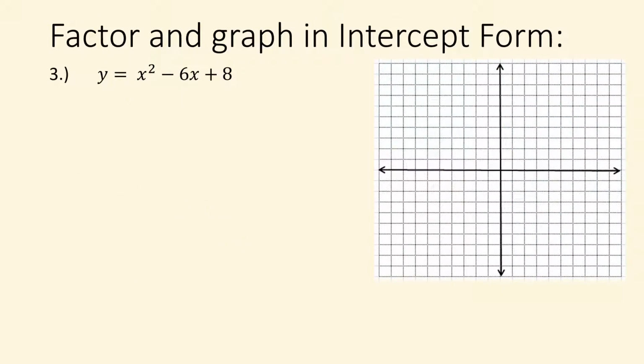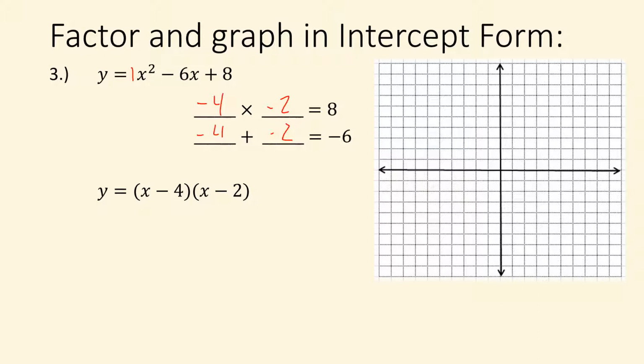Lastly, we're going to review graphing in intercept form, and we're going to do that by factoring an equation in standard form. So we have blank times blank equals 8, blank plus blank equals negative 6, and our numbers are negative 4, negative 2. This is the easier one because we have an invisible 1 there. So we can jump right to the parentheses. We don't have to do those two fractions, x minus 4, x minus 2. In intercept form, we're just taking each of these numbers and switching the sign. Take the opposite of each of these. So we have an intercept at 4 and 2.